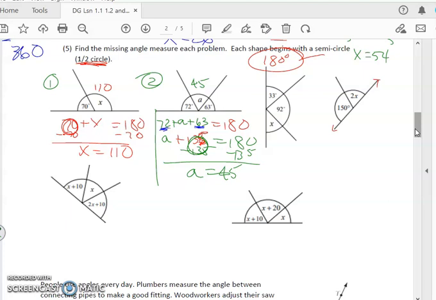Go ahead and continue on to the next problems. I'm going to call this one 3 and 4. Turn the video back on when you are ready to continue.